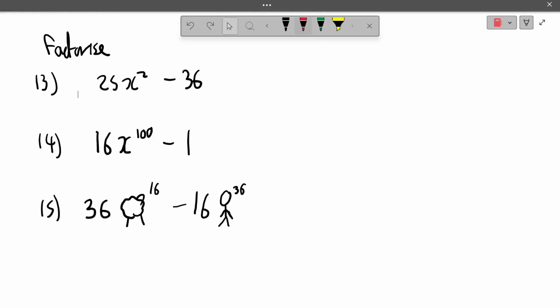So here are 3 questions on the screen. I want you to just spend a moment, have a go, and see if you can factorize them. So you can pause now, and then I'll explain and go through in a moment. Okay, so let's have a little wander through these 3 questions.